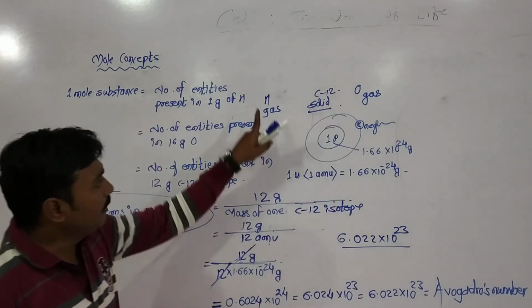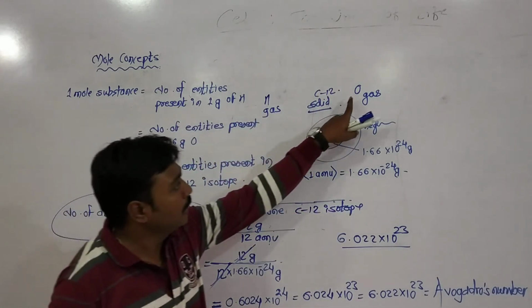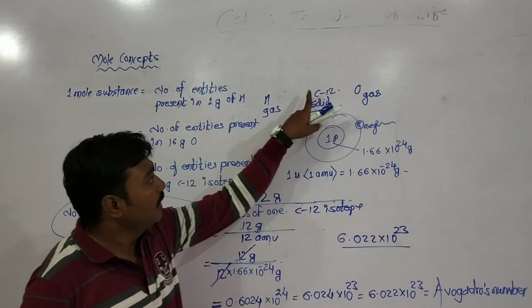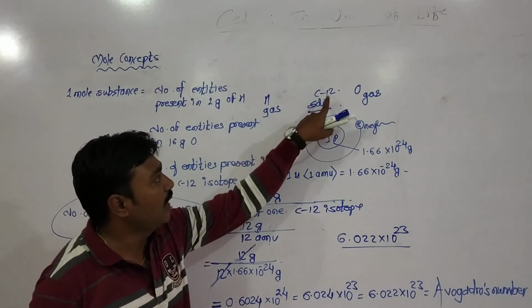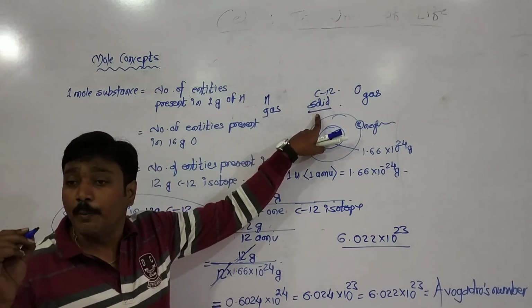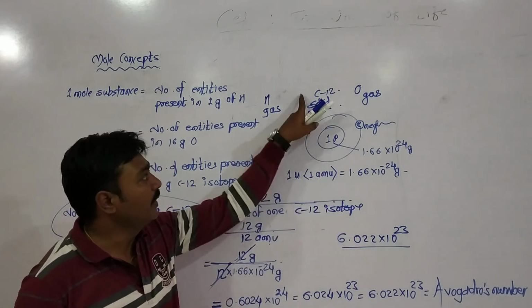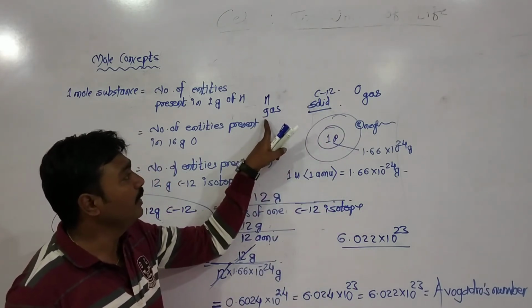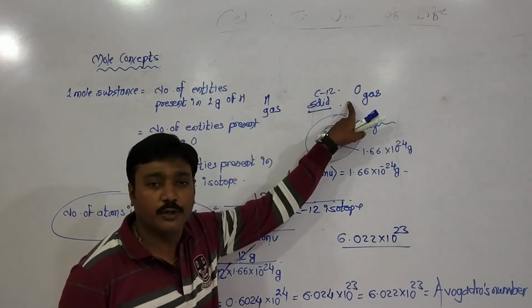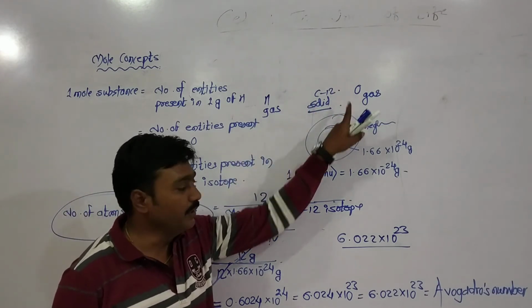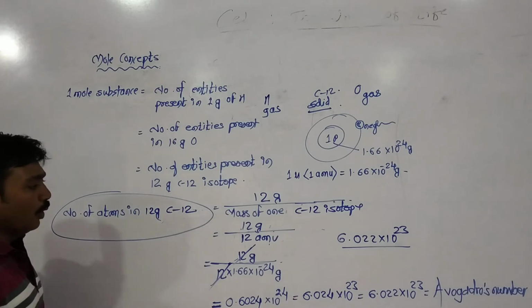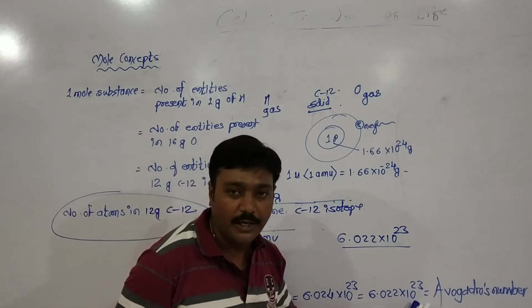Hydrogen may be taken as a standard, oxygen also may be taken as a standard, but scientists select carbon-12 isotope as a standard for finding the value of 1 mole substance, because carbon is solid in state and it lies between hydrogen and oxygen. In this way, the value of Avogadro's number was found.